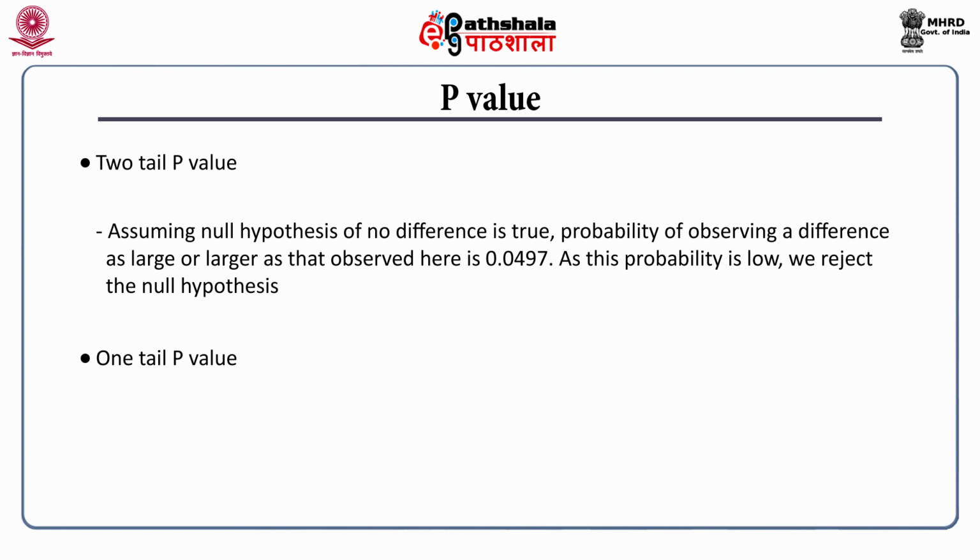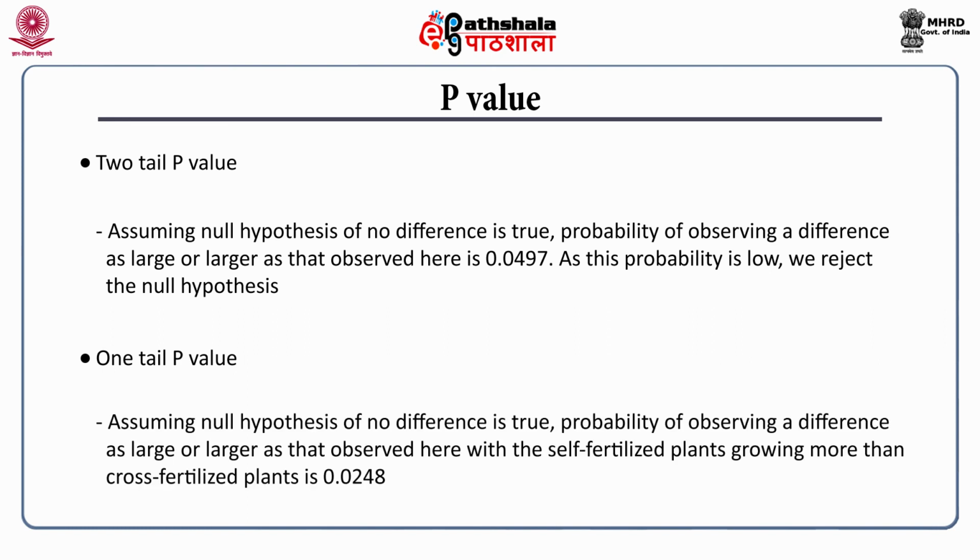Now the one-tail p value can be defined as follows. Assuming the null hypothesis of no difference is true, the probability of observing a difference as large or larger than what we observed, with the cross-fertilized plants growing more than the self-fertilized plants, is 0.0248. The other way around, with self-fertilized plants growing more than cross-fertilized plants, is also 0.0248, which are the one-tail p values. The double of this is our two-tail p value, and as I explained earlier, it's always preferable to go with the two-tail p value rather than the one-tail p value.